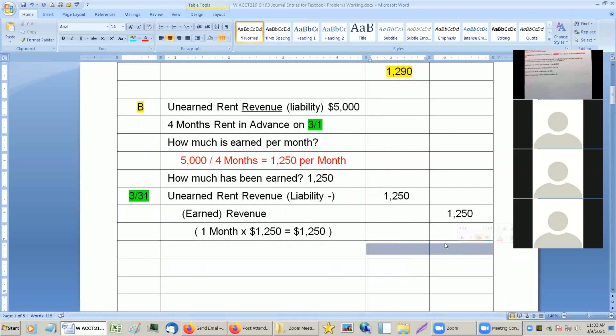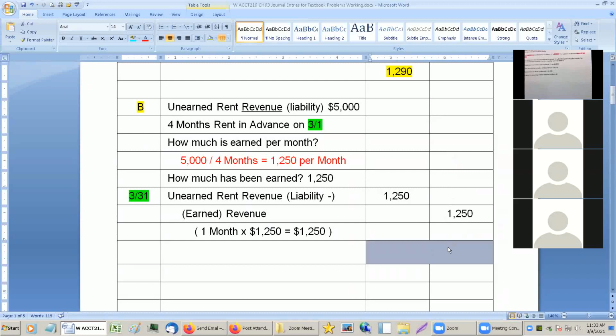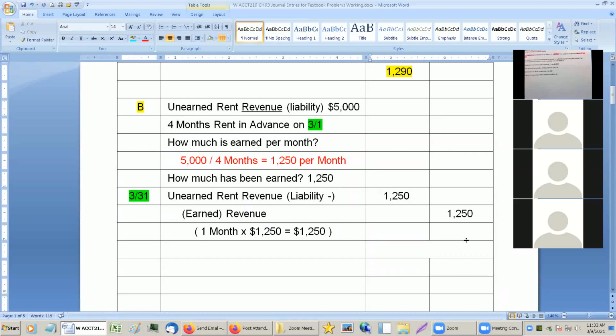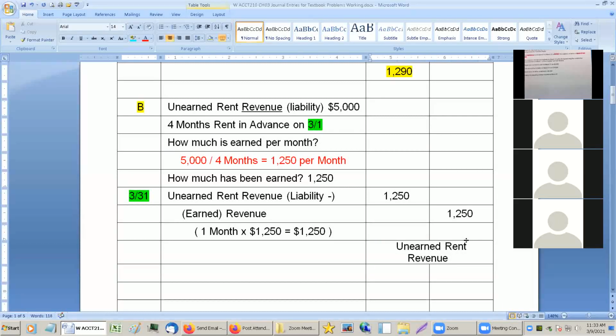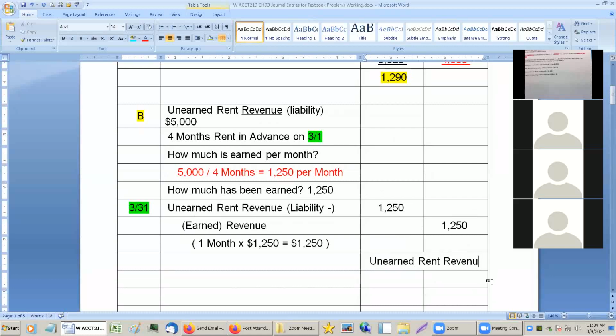And I'll do the T account for the unearned rent revenue. Oh, come on. It's one letter too long. Oh, I'll abbreviate it.